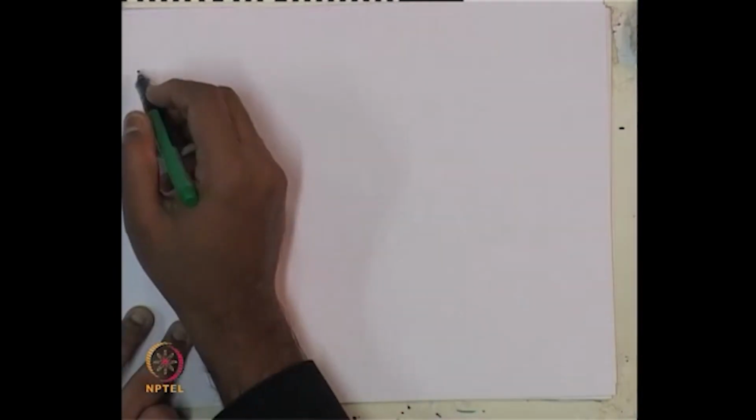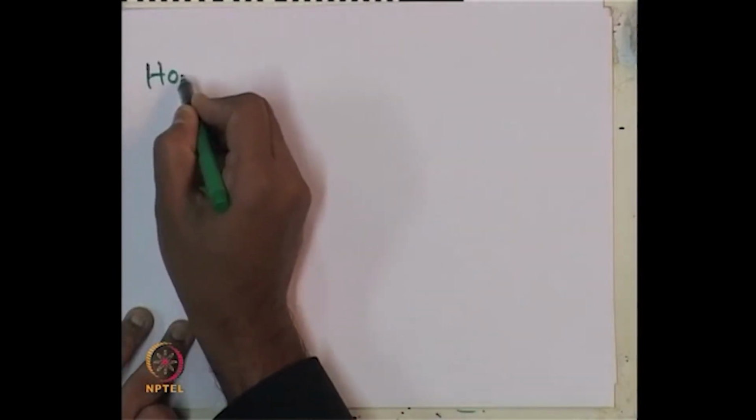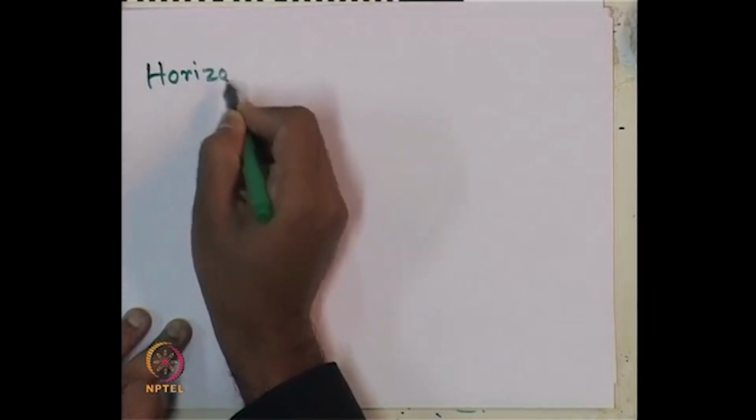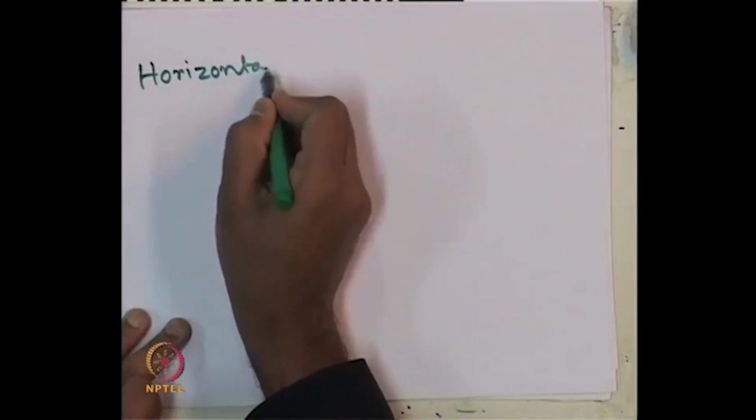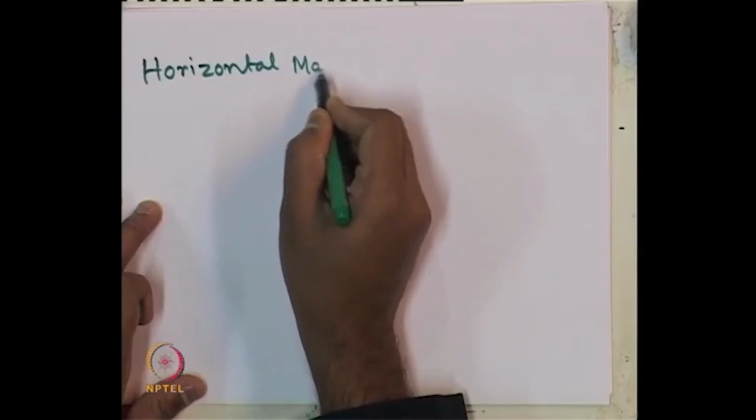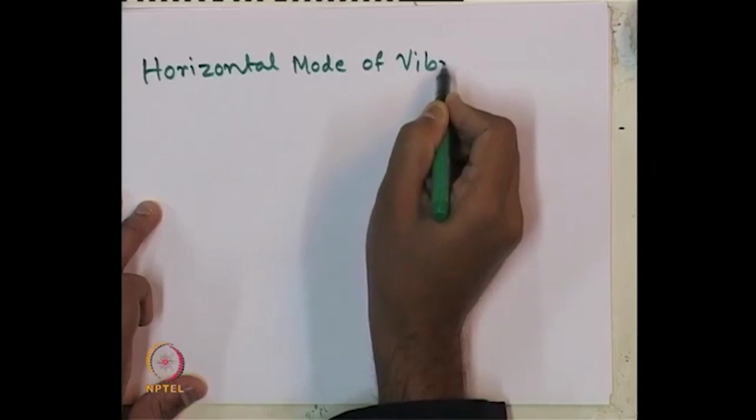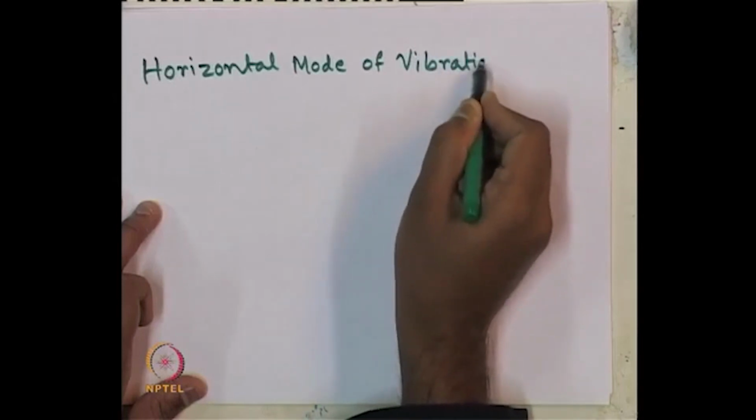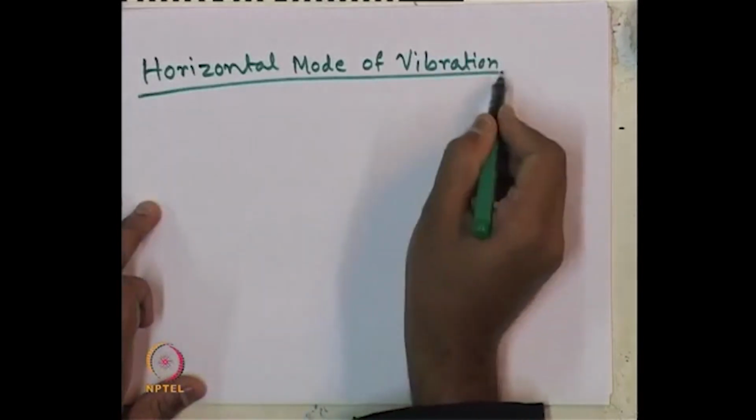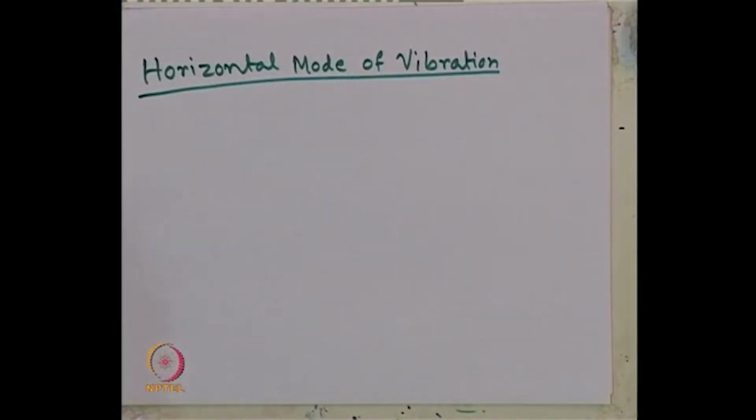Similarly, let us do this for the next part, that is for horizontal mode of vibration. So, for horizontal mode of vibration, let us calculate all the required parameters using Lysmer's simplified analog.